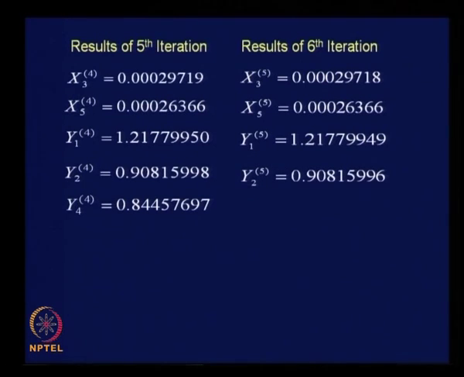y2, there is variation in the last decimal place, and y4 there is a perfect match. Okay. Shall we say that we have converged on the correct value of xi and yj? As I said, the right way is to proceed further and see whether the convergence is still possible or we are tending towards divergence.